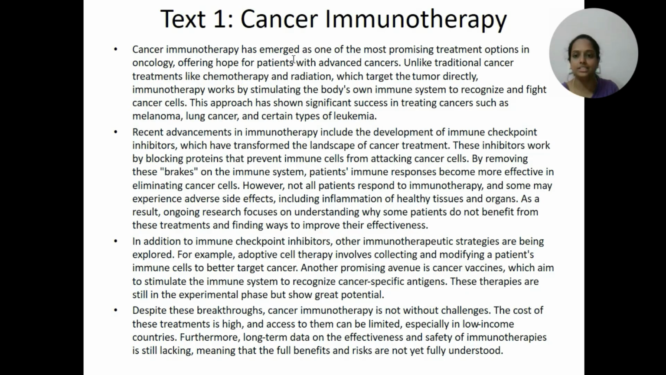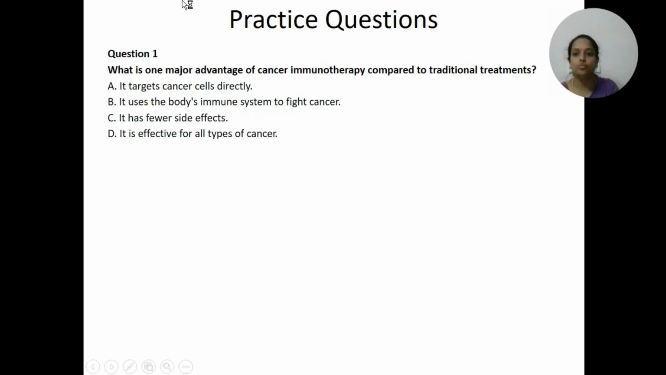So, this is the passage, and let's move on to the questions. The first question is, what is one major advantage of cancer immunotherapy? And you have options here. A, it targets cancer cells directly. B, it uses the body's immune system to fight cancer. C, it has fewer side effects. And the fourth one, D, it is effective for all types of cancer. Now it's your turn to identify the right option.